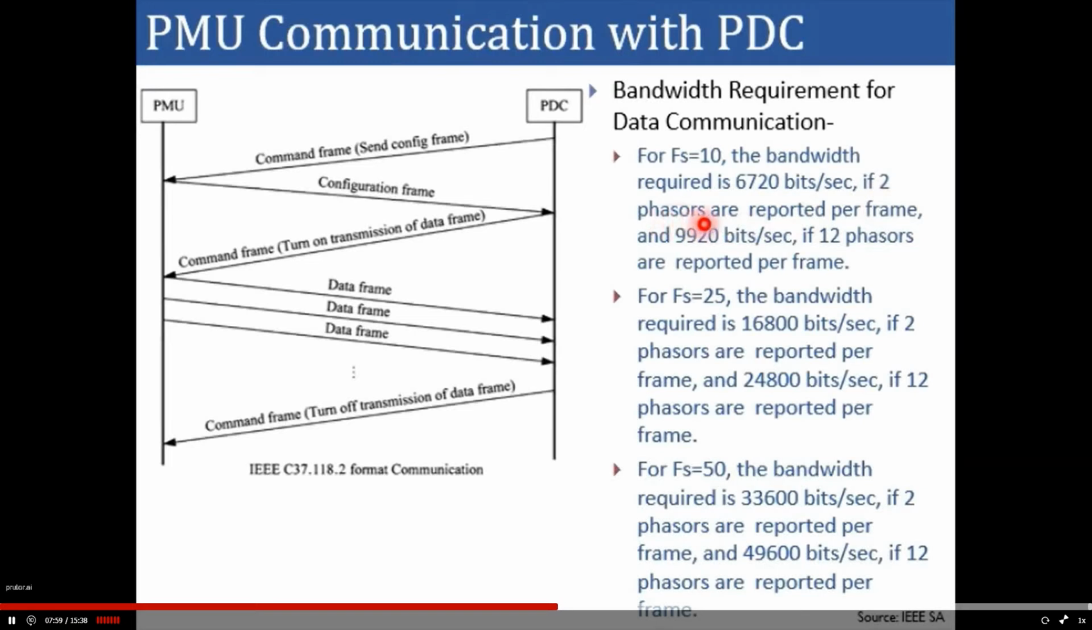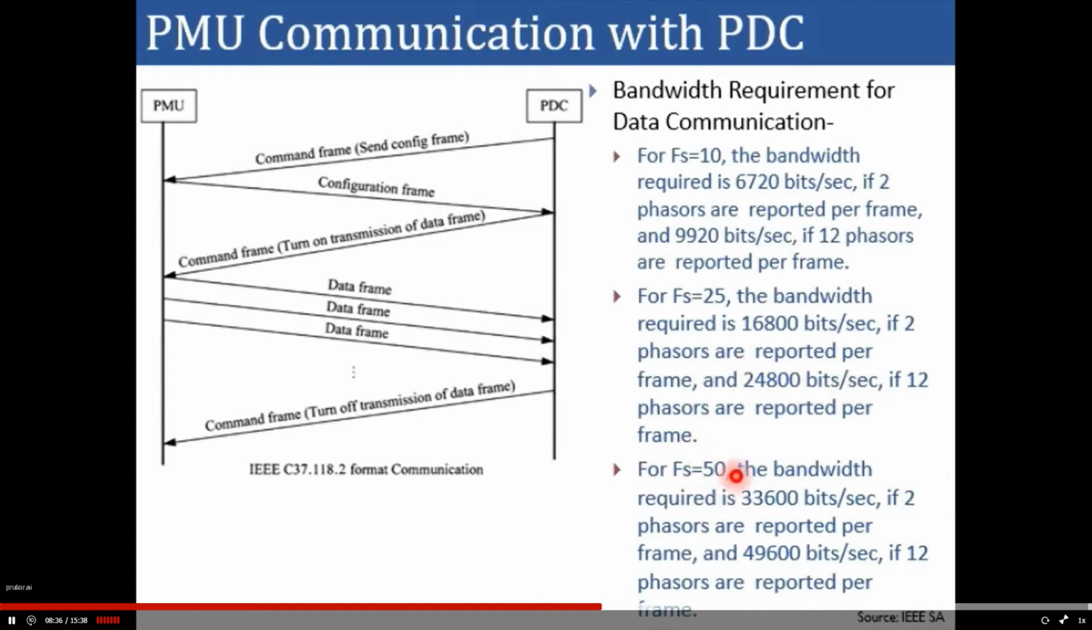If we are reporting 12 phasors in the frame, the bit requirement will increase to 9920 bits per second. Now, if the data reporting rate increases to 25 frames, for 2 phasors the requirement of data reporting is 16,800 bits per second, and for a full frame, having 12 phasors to be reported, we will have 24,800 bits per second.